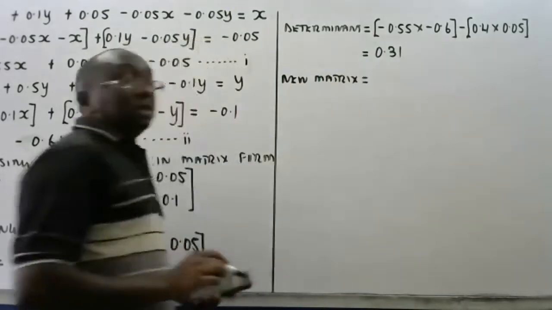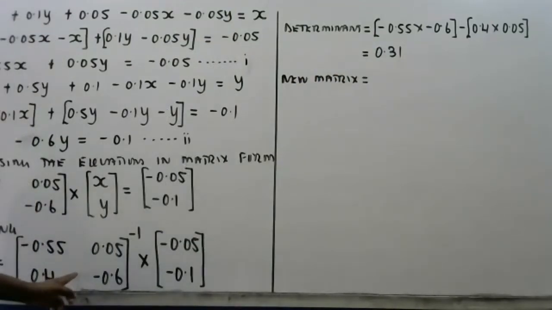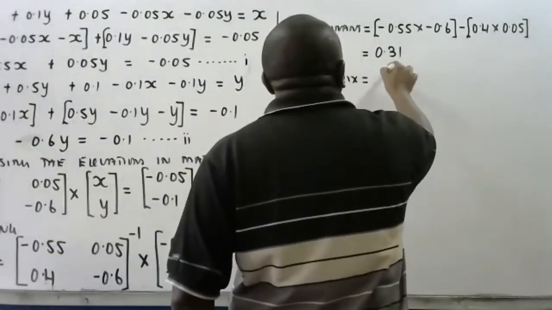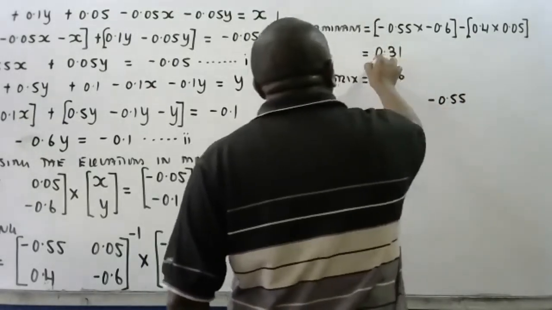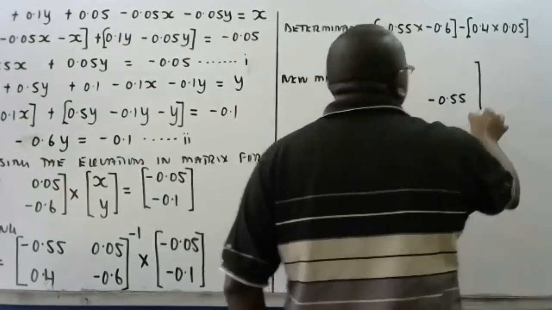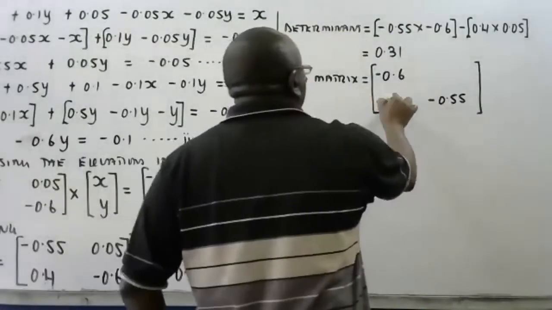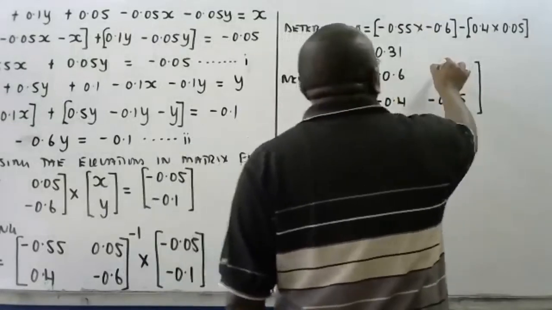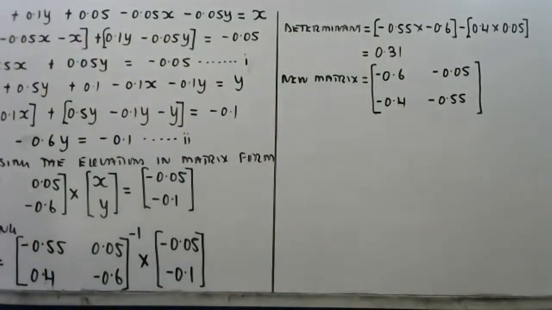Then we get the new matrix. The new matrix is obtained by coming to this matrix and changing the positions of the major diagonal. So this one will be minus 0.6, and here, minus 0.55. That is the first thing. And then you change the signs of the minor diagonal. So this comes in as minus 0.4, and this other one comes in as minus 0.05. That is the new matrix.